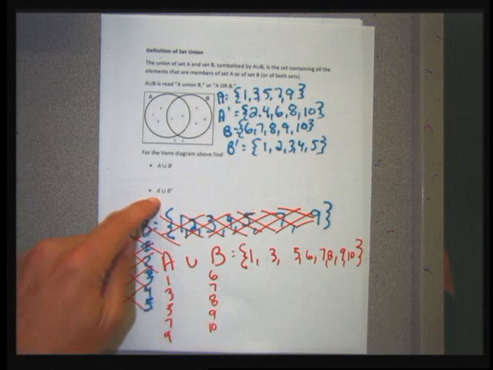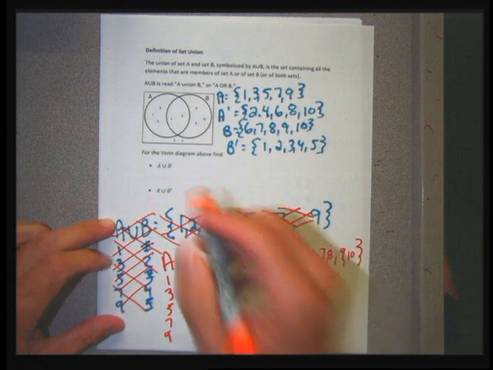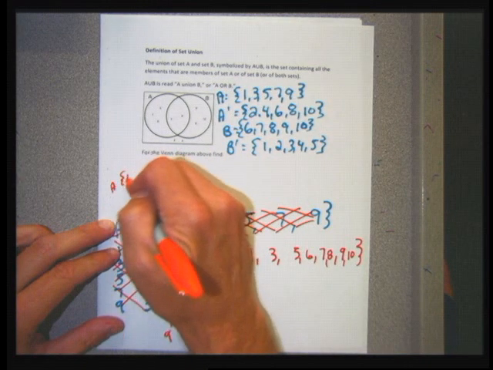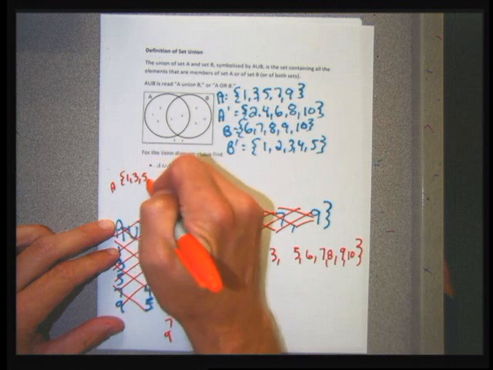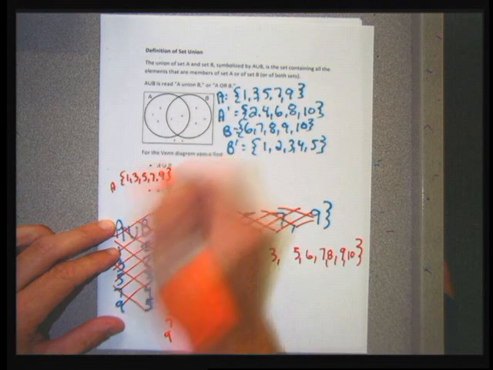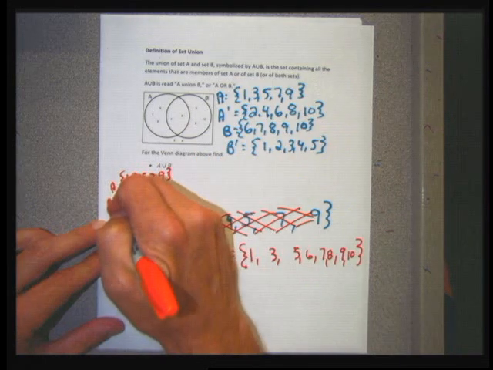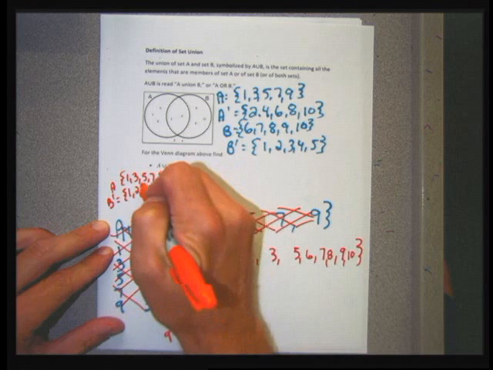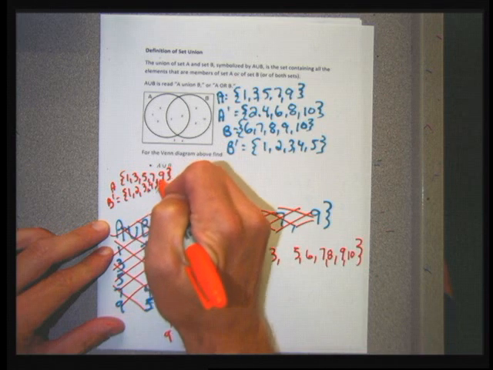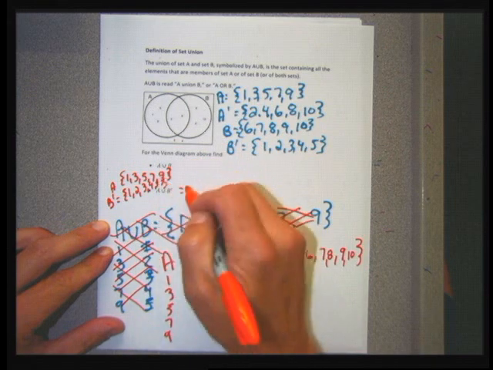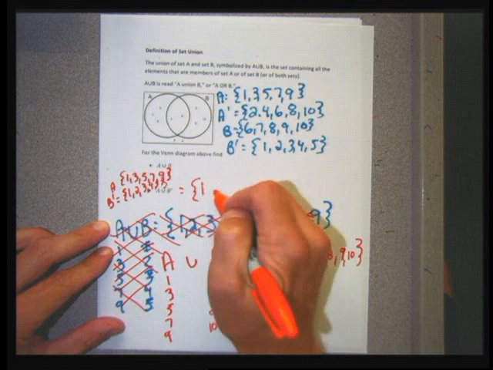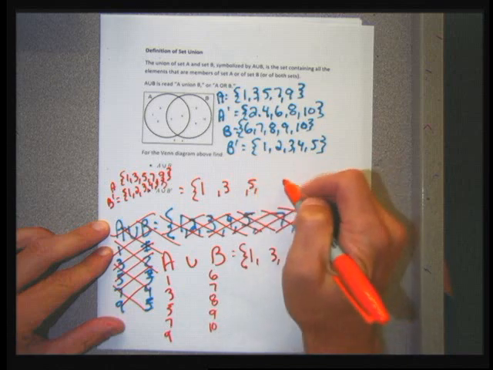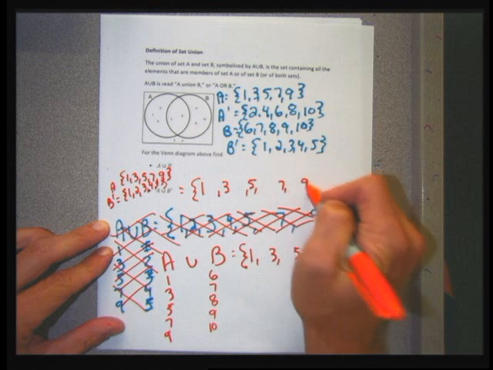To do A union B prime, that's what I started doing here. I take the set A, which is 1, 3, 5, 7, and 9, and I add to it anything that B prime has different from it. And B prime is 1, 2, 3, 4, and 5. So I'm going to take the set A. A has 1, 3, and I'm leaving myself room in case I need to fill in, 5, 7, and 9.